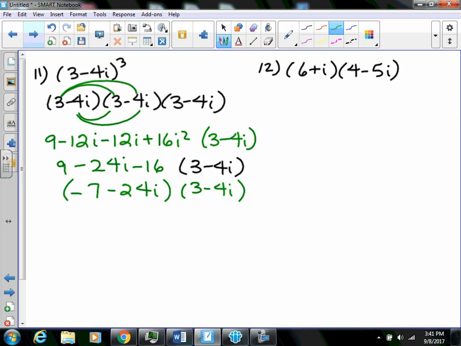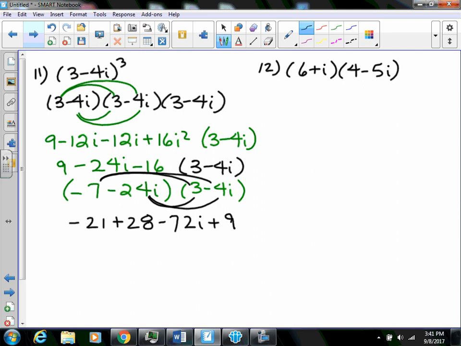And again, you're going to use FOIL. When I do FOIL this time, negative 7 times 3 is a negative 21. Negative 7 times negative 4i is a positive 28i. Negative 24i times 3 is a negative 72i. And then negative 24i times a negative 4i is a positive 96i squared.